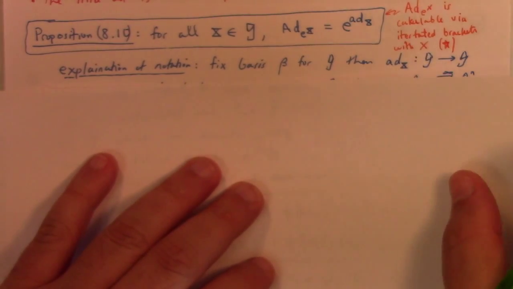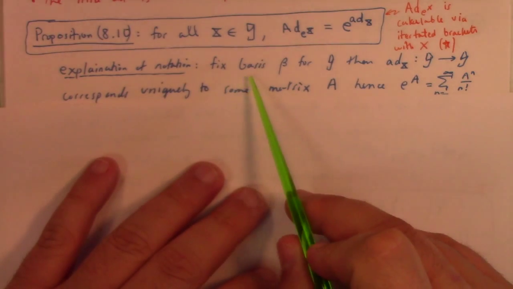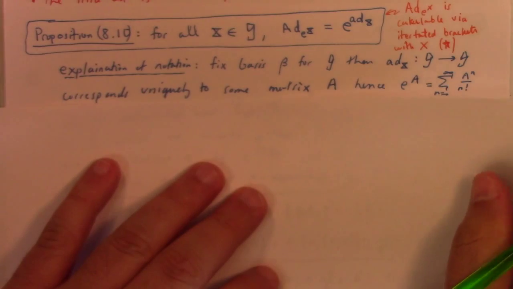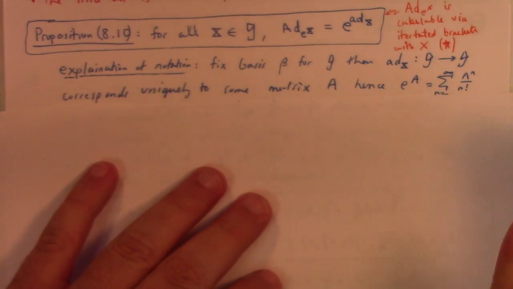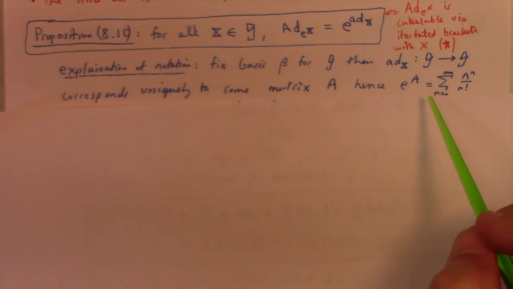So here's the first thing to do: explain the notation in more detail. We fixed a basis beta for G, and the adjoint, ad sub X, goes from the Lie algebra to its Lie algebra. This corresponds uniquely to some matrix A.